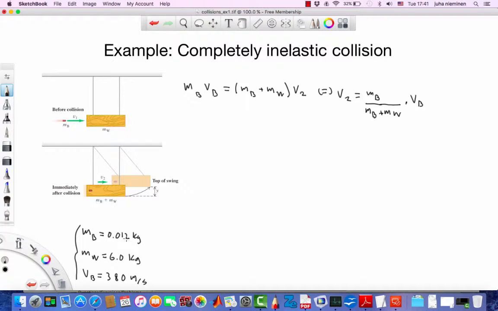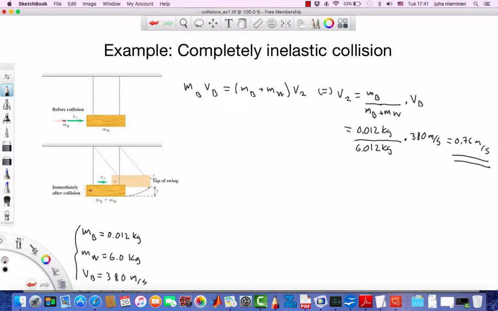We have some values here. The bullet is 12 grams, the wooden block 6 kilograms, and the velocity of the bullet 380 meters per second. So we put those in: 0.012 kg divided by the total mass, which is 6.012, and the bullet velocity, and this gives for v2 0.76 meters per second.